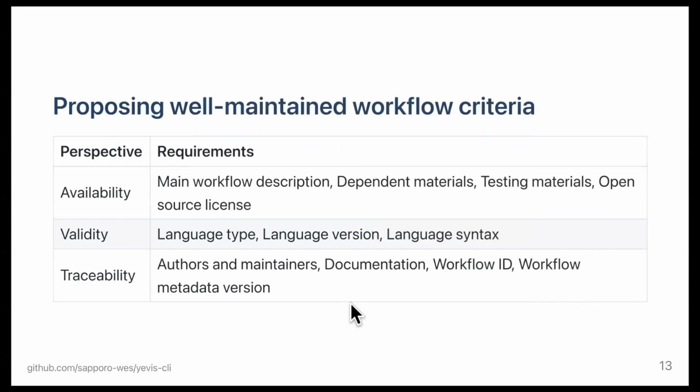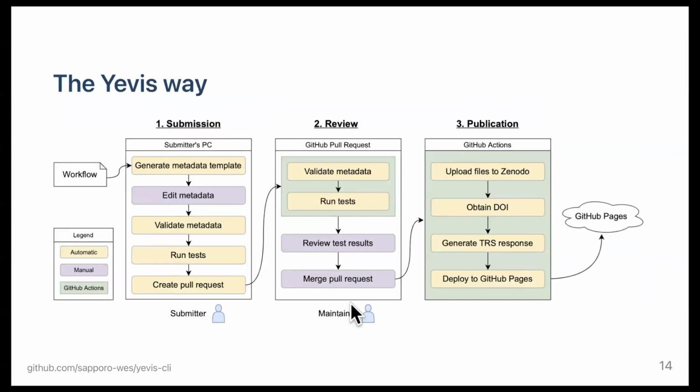For the system development, we defined a set of requirements that are automatically validated and tested. It has three perspectives: availability, validity, and traceability of workflows, with more specific and testable requirements. Here is the overview of the system that lets developers satisfy the requirements.